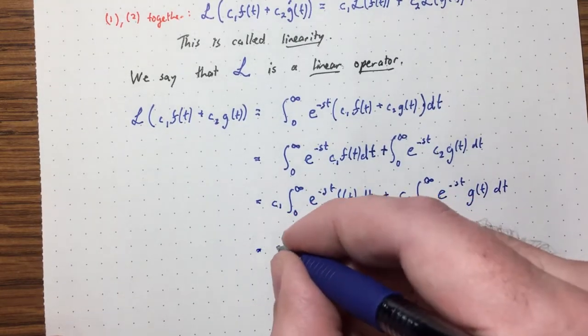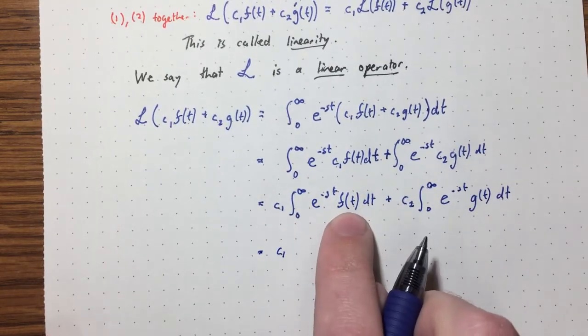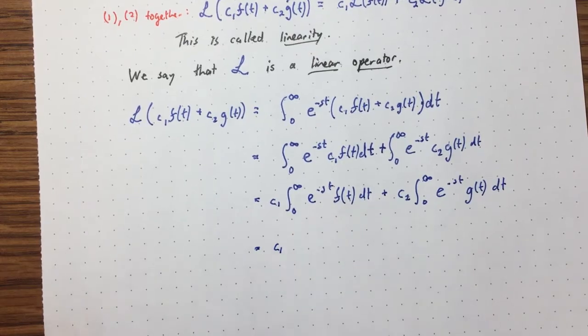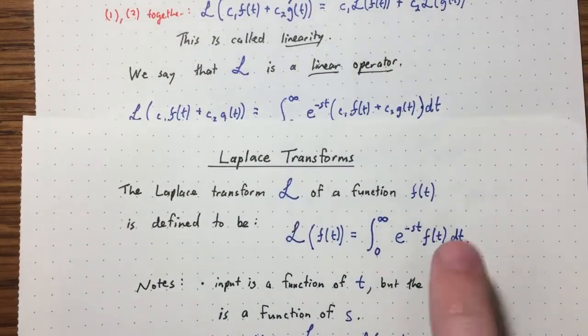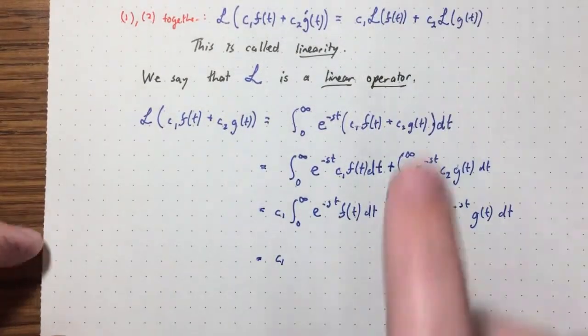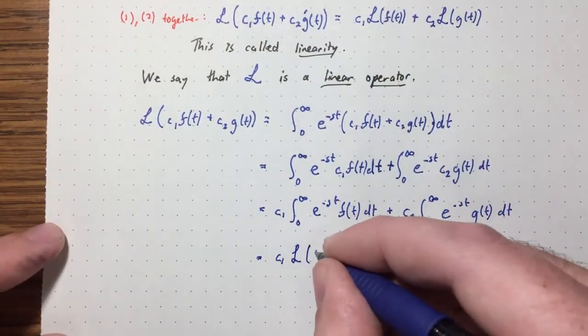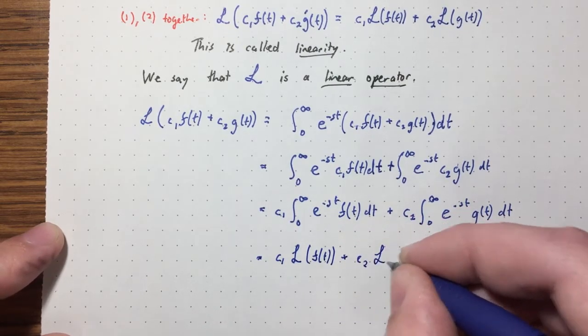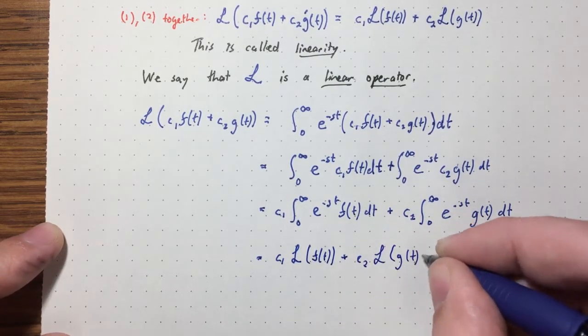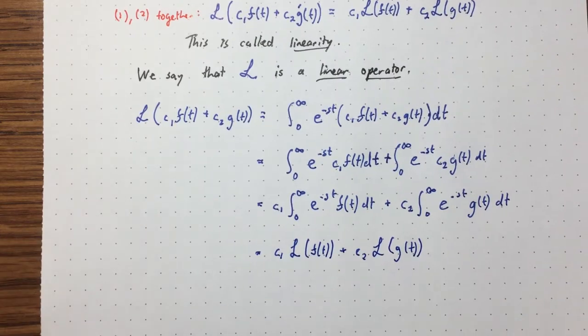Okay, and then this is c1. What is this right here? You want to get good at recognizing an integral as a Laplace transform of something. Right, so that's just the Laplace transform of f of t by itself. And then I have plus c2 times the Laplace transform of g of t. Okay, this is a super useful property. So let's do some examples using linearity.